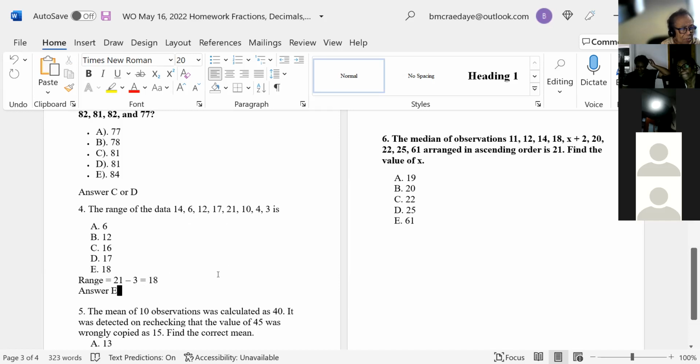Now, Mercedes, you had that one correct, yet you missed range on that first problem. I don't know why.